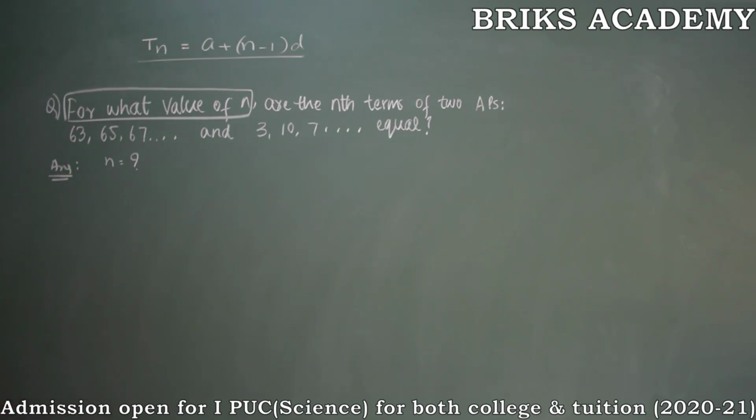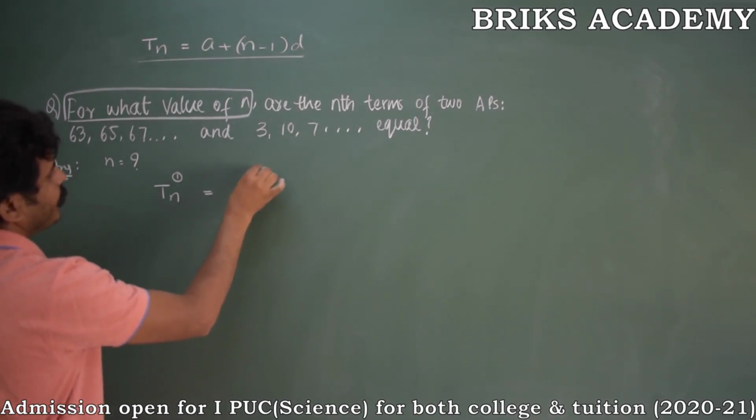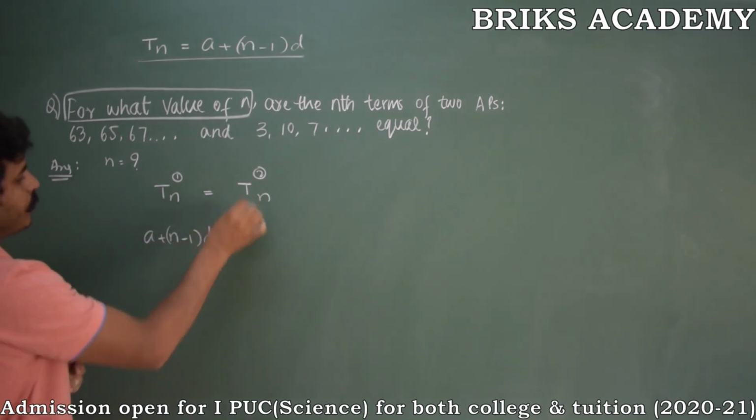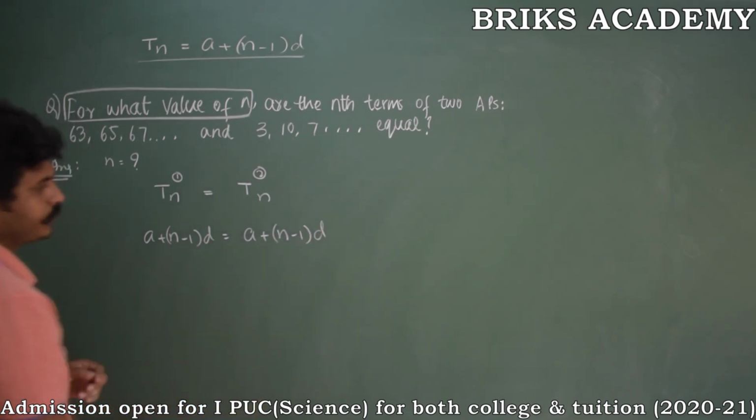What is the condition? The nth term of the first AP must be equal to the nth term of the second AP. They are asking what n is. What is the nth term formula? A plus n minus 1 into d.